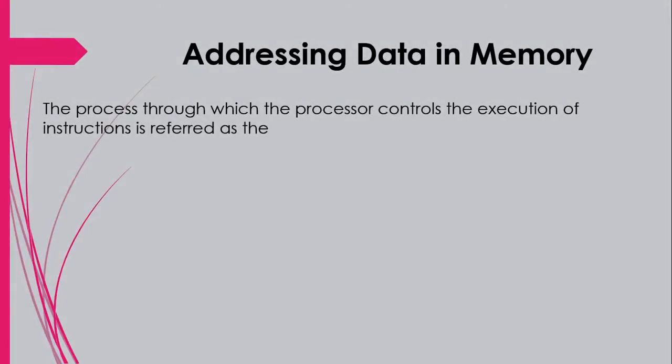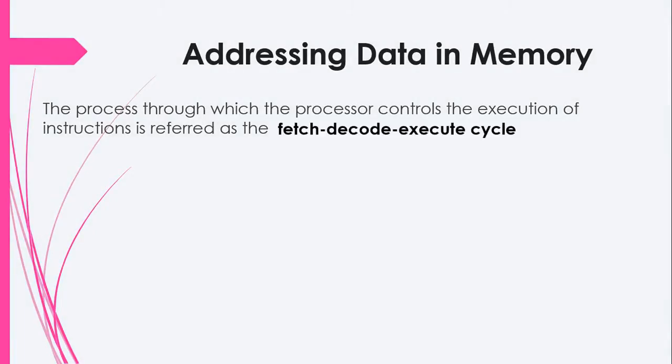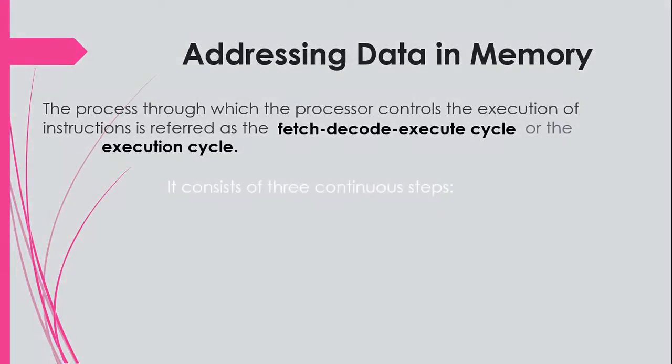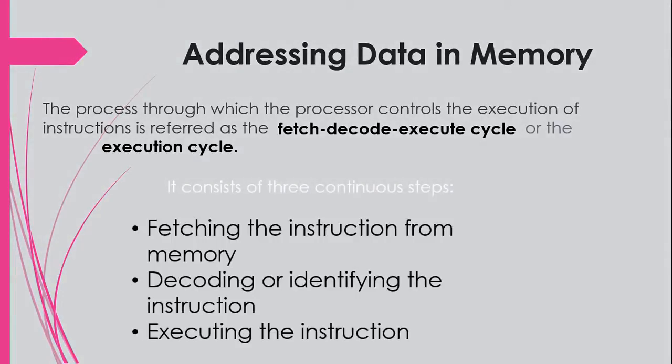the process through which the processor controls the execution of instructions is referred to as the fetch-decode-execute cycle or the execution cycle. It consists of 3 continuous steps: fetching the instruction from memory, decoding or identifying the instruction, and executing the instruction.